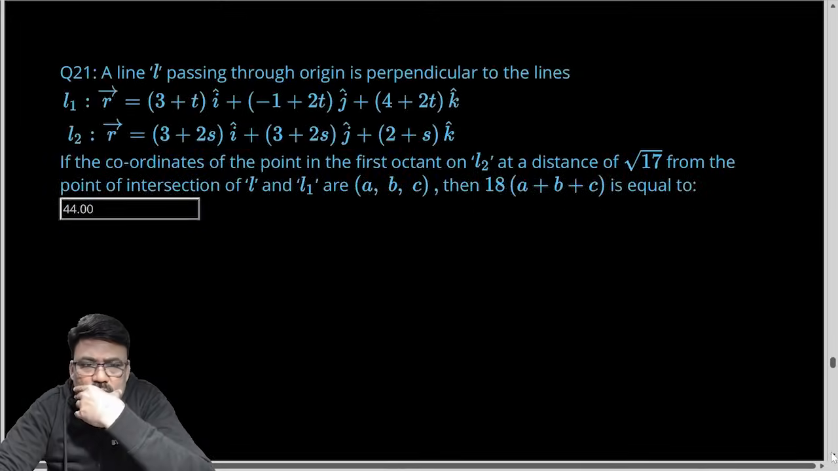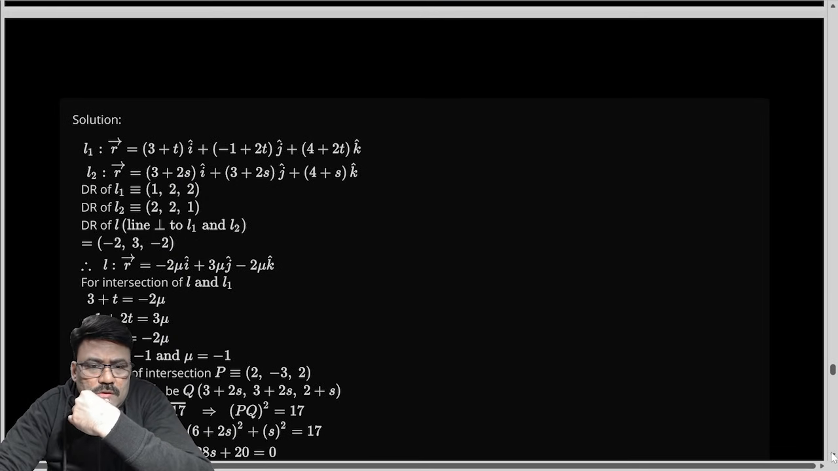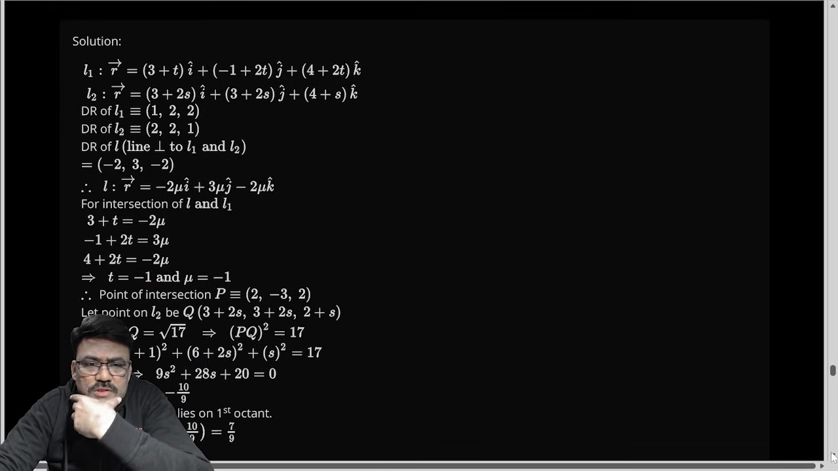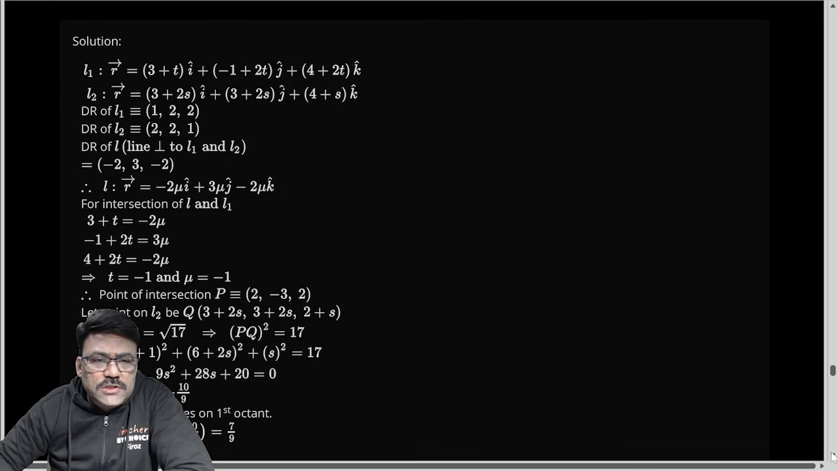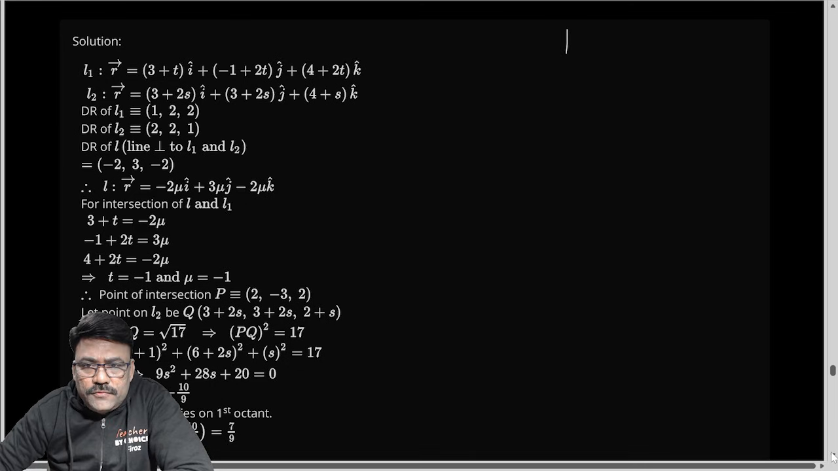Let me check once again what mistake. So 1, 2, 2, the direction ratio of the first line is correct. Direction ratio of the line L1 is 1, 2, 2. That's what I've taken. Direction ratio of line L2 is 2, 2, 1. L is perpendicular to both L1 and L2. So direction ratio of L will be what?